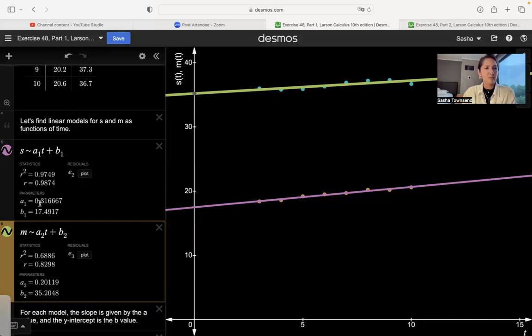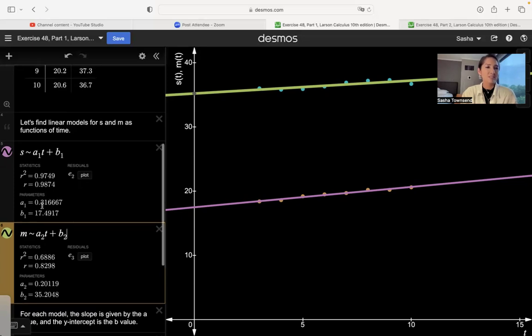So when we see this A equals 0.317, the way we can interpret that is that there are 0.317 million single women added to the workforce each year, on average, based on this linear model. So if we multiply by 1 million, that tells us that there are 317,000 additional single women added to the workforce according to this model each year. And then there are an additional 201,000 married women added to the workforce each year according to the model.